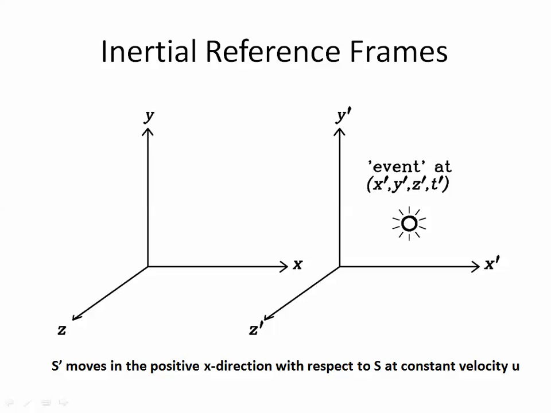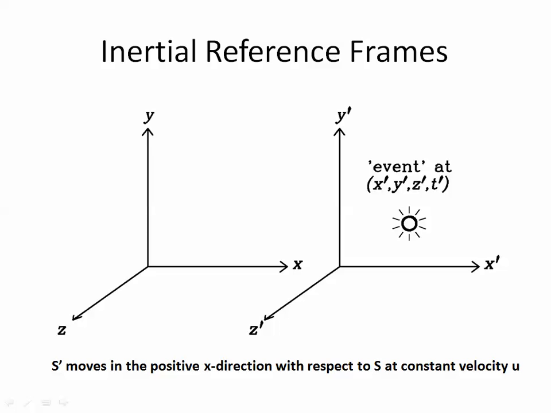The two coordinate systems shown on this slide are called inertial reference frames because they are both moving at a constant velocity. System S has the constant velocity of 0. System S prime has the constant velocity u to the right. In all the discussions that follow in this video, we will only concern ourselves with inertial reference frames.